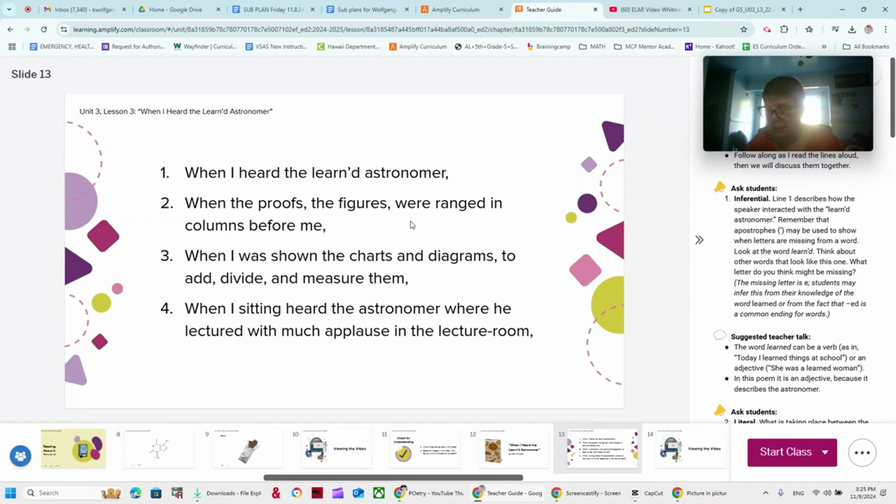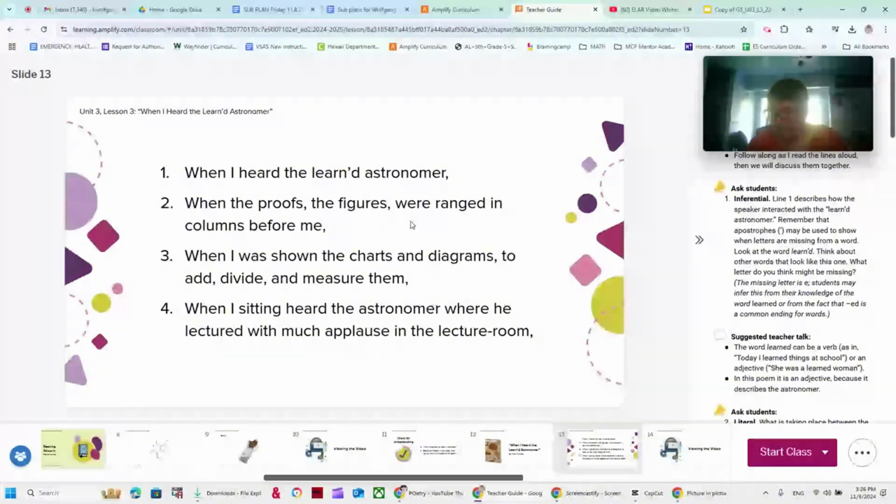The following line describes the scene more completely. When I sitting heard the astronomer where he lectured with much applause in the lecture room. What words appear in this line that don't appear in the poem's first line? Pause me and answer. Yes, sitting. So now we understand more that he's in a lecture, the astronomer is lecturing or talking.